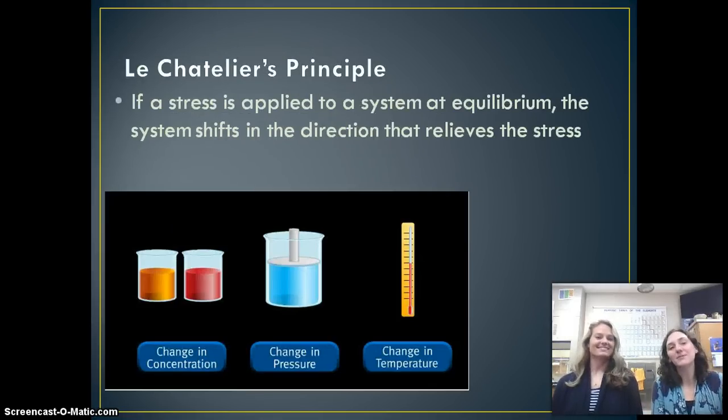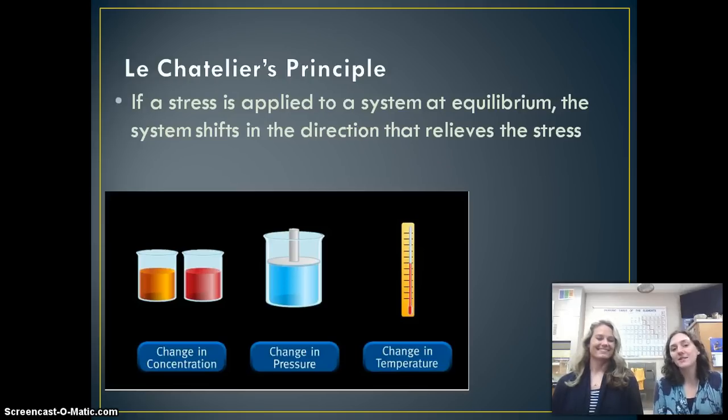So Le Chatelier's principle basically states if a stress is applied to a system at equilibrium, this system shifts in the direction that relieves the stress. So it wants to get back to equilibrium by shifting either to the left towards the reactants or to the right towards the products because it wants to get rid of that stress. So you can do this in 3 ways, and we'll talk about each one in detail.